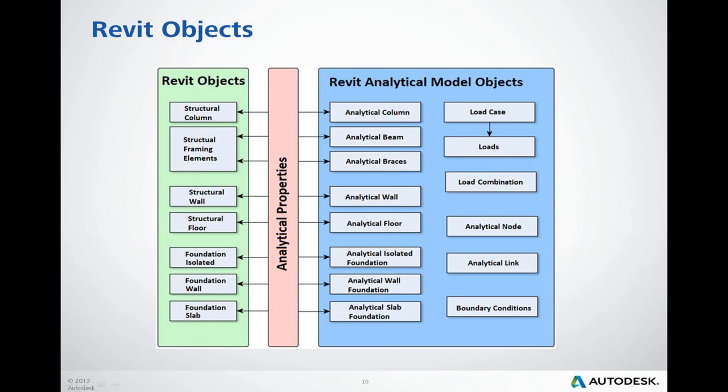They contain analytical representation. See the left side of the blue panel. But there are some items needed for structural or calculation purposes not connected or not represented by any real Revit object. They are listed on the right-hand side of the blue panel, such as loads, load combinations, load cases, analytical nodes, analytical links, which means rigid links in Robot nomenclature.